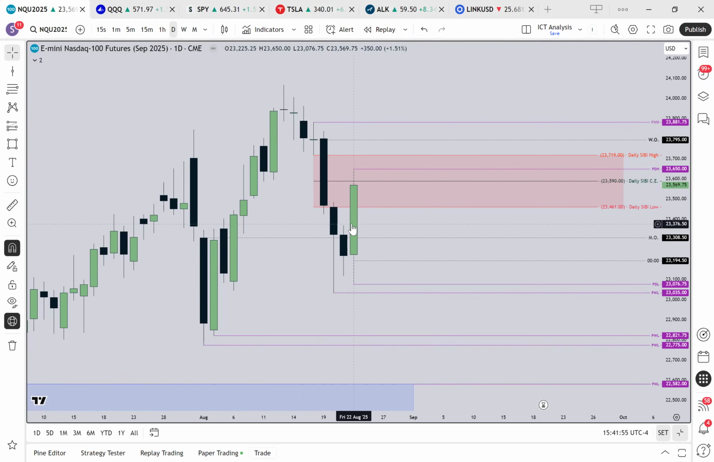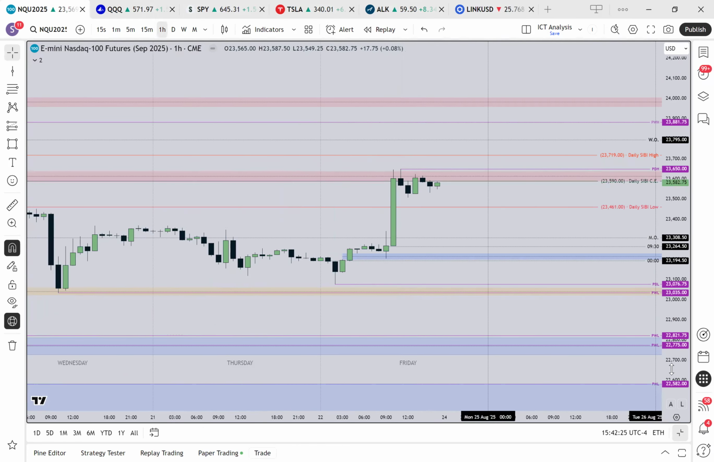My narrative will be such that if price remains below the consequent encroachment of this inefficiency, I'm going to look for Friday's low and last week's low to be taken out. My narrative will be to the downside. If we trade above, take out Friday's high, trade above this inefficiency, I'm looking to the previous week's high and the all-time high here.